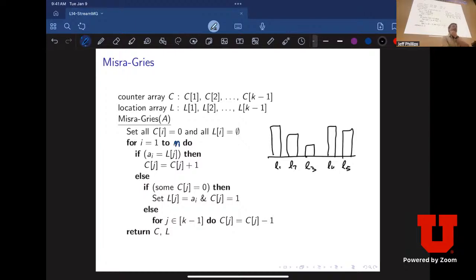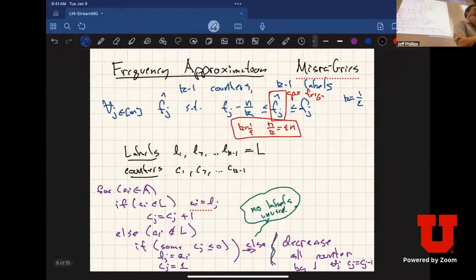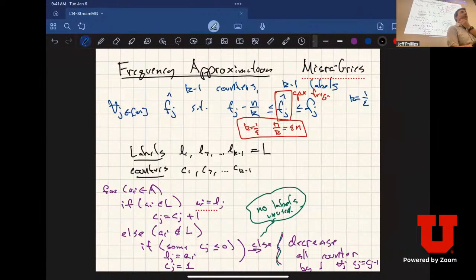Okay, yeah, there's something I didn't ask you about. I said this holds for all frequencies. What if J is not one of my labels? How do I return an estimate F hat J? If it's the label, I just use the counter associated with the label, right? If it's not one of the labels, what should I return? Should I return 5? What's a good answer to return?